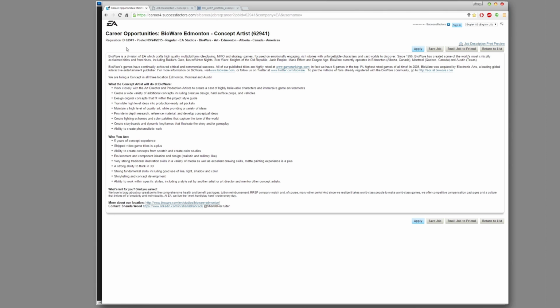I'll skip the rest of the stuff on their site, but let's go through and read it because it has things like shipped video games is a plus. It's a plus, not a must. It has ability to create concept from scratch and create color studies. Again, they're going back to someone who could create concept from scratch, not copying, not tracing, not derivative art from other people, okay? Next, environment and component idealization and design. So the ability to draw real environments, and they mention realistic and military alike, right? So they just want someone who could design, who could think, okay? Basically the wording, everything I just mentioned to you guys, is just slightly differently worded, but it's the same meaning.